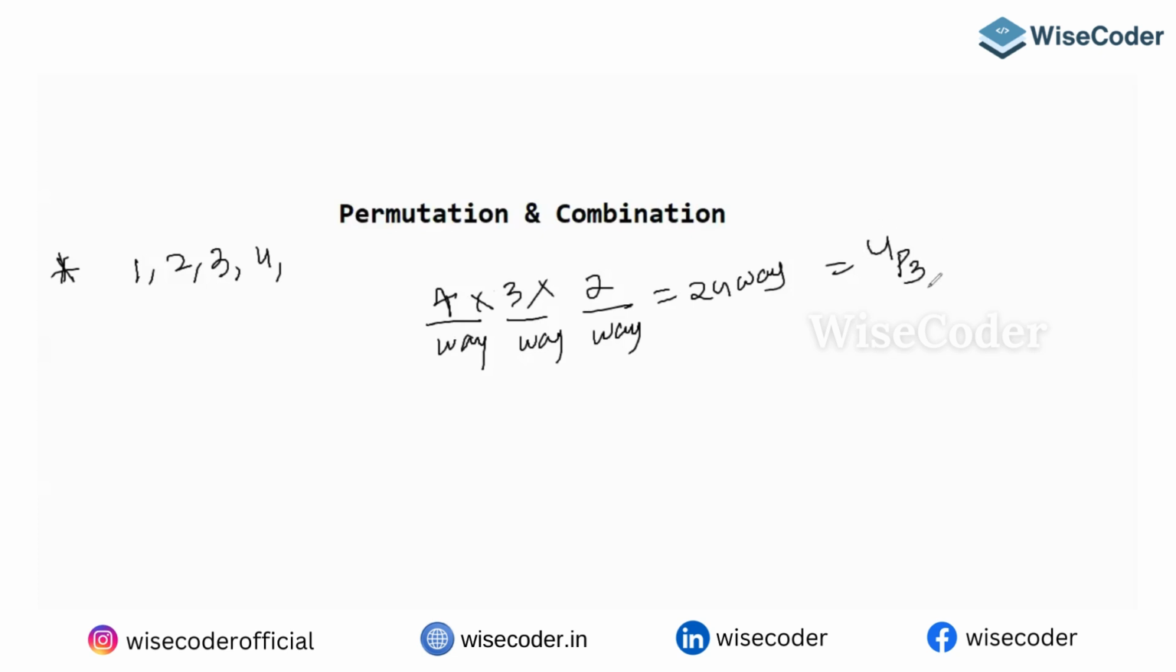You can say this as 4P3. Out of 4, you are arranging 3. You are not selecting, you have to arrange them. In notation, if you write 4P3, that is nothing but 4 into 3 into 2. 4 factorial by 4 minus 3 factorial, that will give you 1 factorial. So that will give your answer. How many ways, guys? 24 ways. 4 factorial is nothing but 24 again.